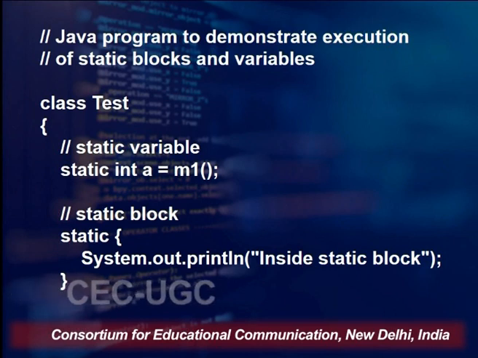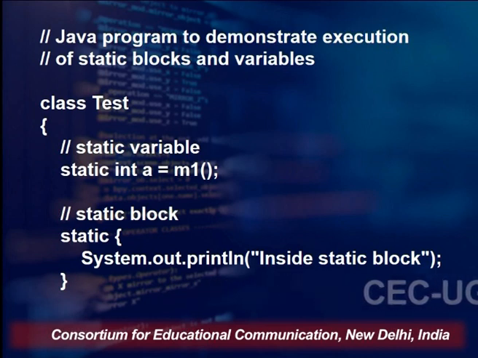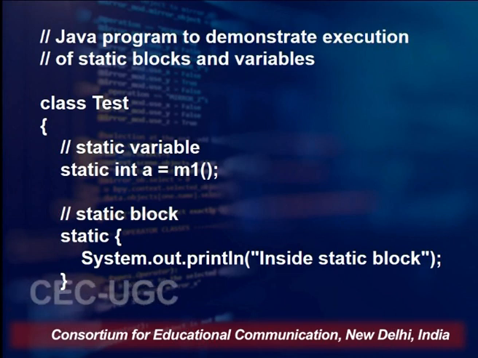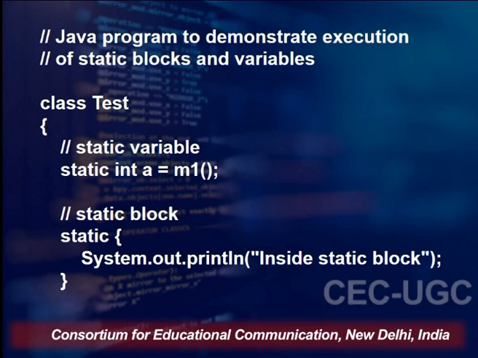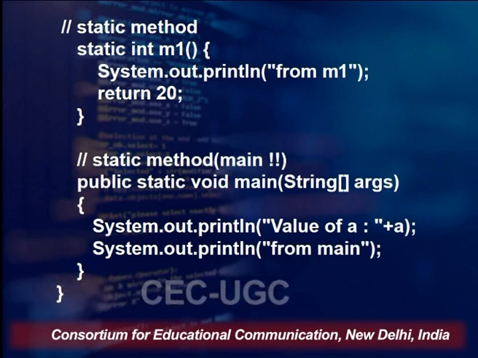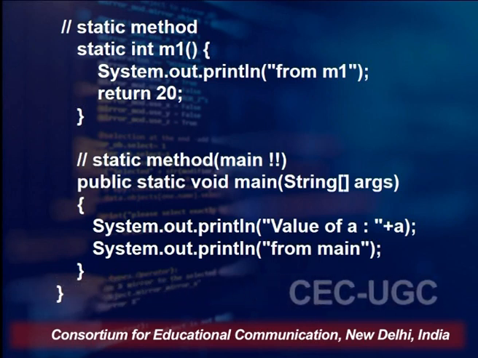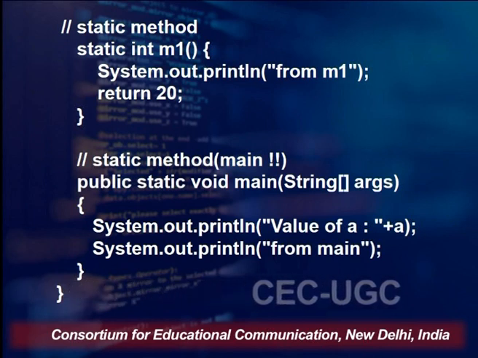Please notice that we have a static variable, a static method, and a static block. The static method m1 returns 20, and that value of 20 is stored inside the static variable a. Then we have a static block which gives an indication, inside static block. Then the definition of m1 says from m1 and returns 20, and then we have again a static method, which is nothing but the main.